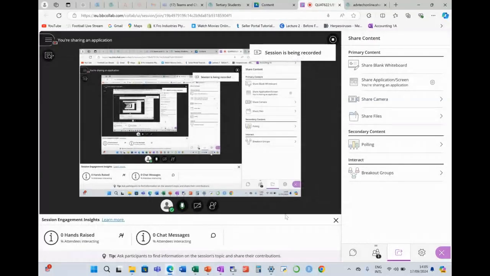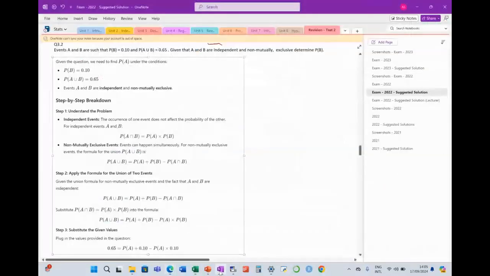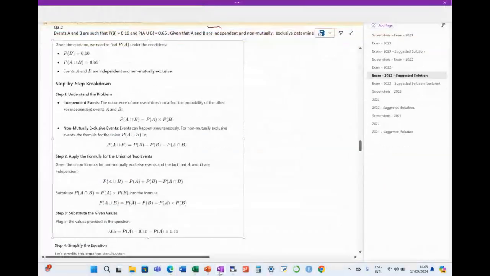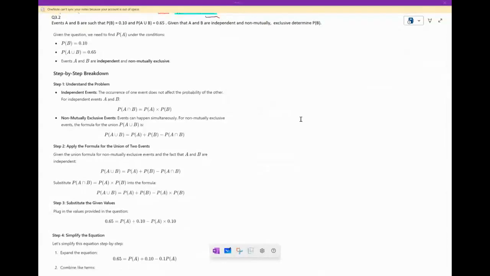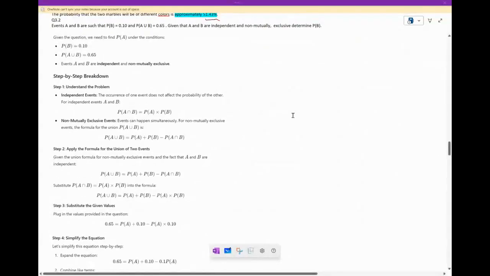Okay, so let's continue. We ended off on 3.2. And 3.2, I've seen they asked this question in your 2021 test. They asked the question in your 2022 test. So you want to know this question. They just changed the variables and maybe they just changed the probabilities, but it's the same question.